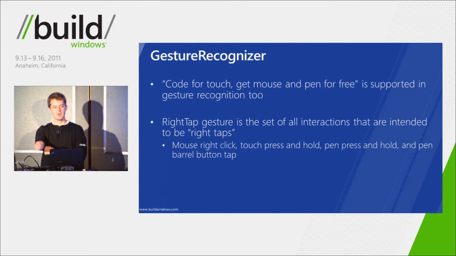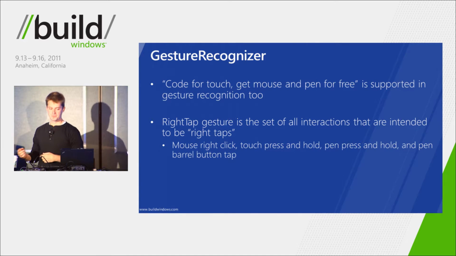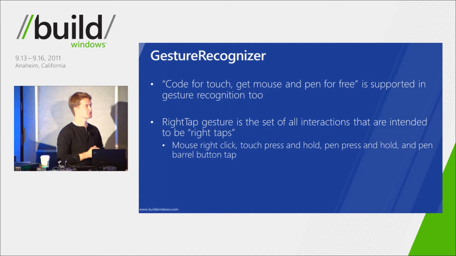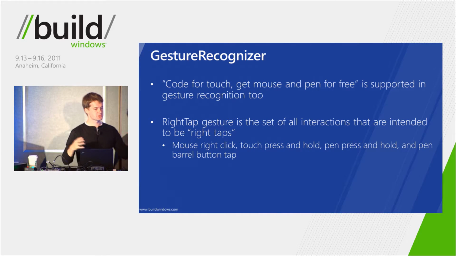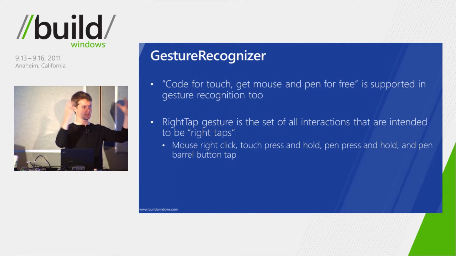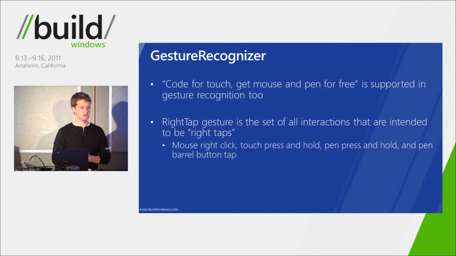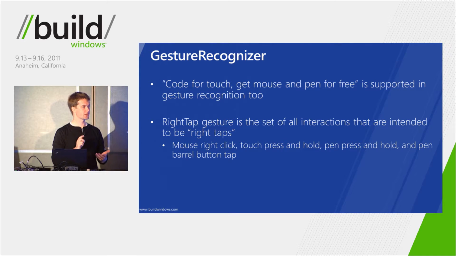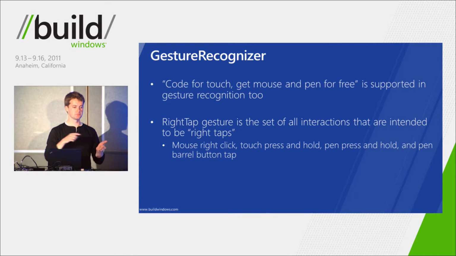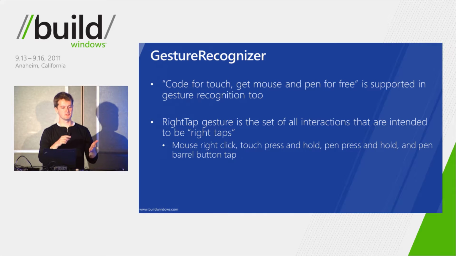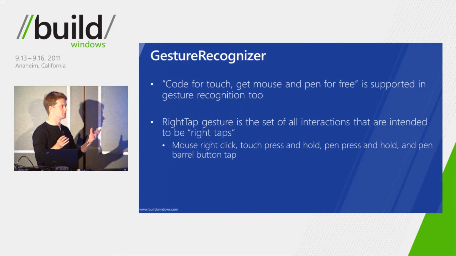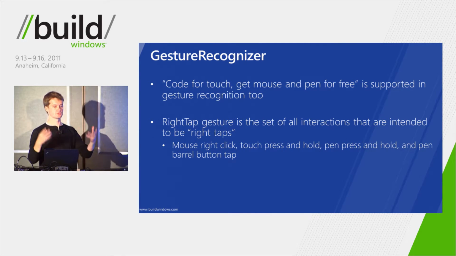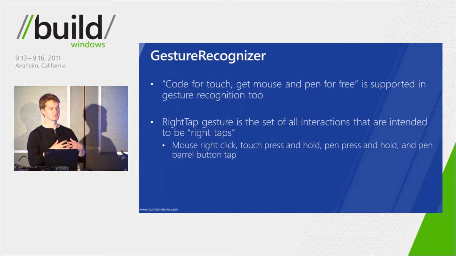Okay. We talked about how code written for touch gets mouse and pen for free. This is supported in gesture recognition too. We have this gesture, the right tap gesture, and this is sort of a meta gesture. It is the collection of all inputs that are morally a right click. So if you take your mouse and right click with it, it'll fire a right tap. If you press and hold with touch, you'll get a right click. If you press and hold with the pen, or if you hold the barrel button and tap with the pen, those four things will all generate right clicks in the system and should be treated similarly. Right tap brings that all together for you.